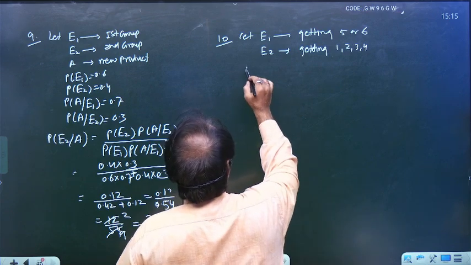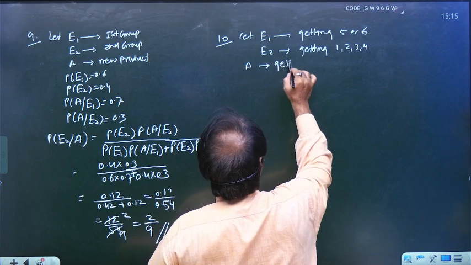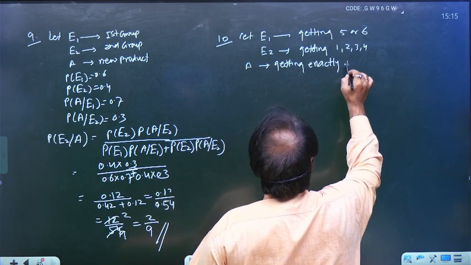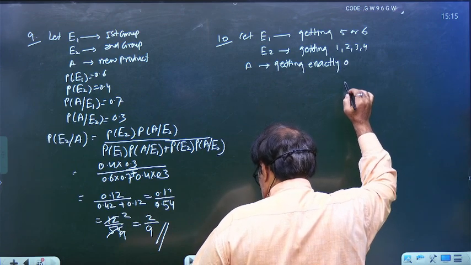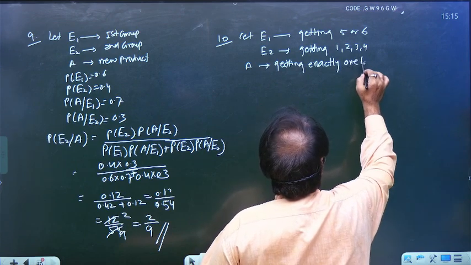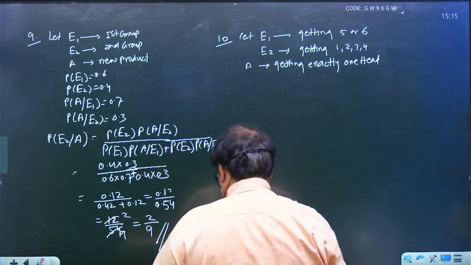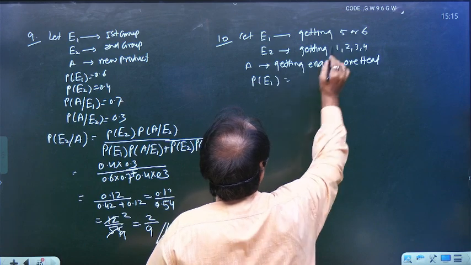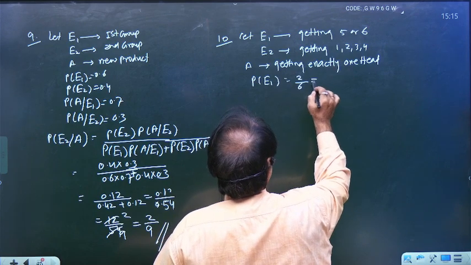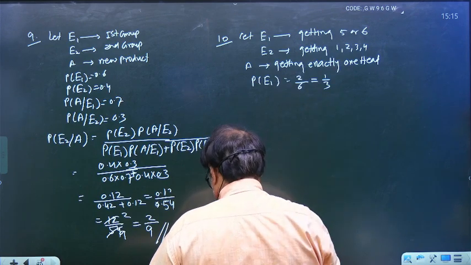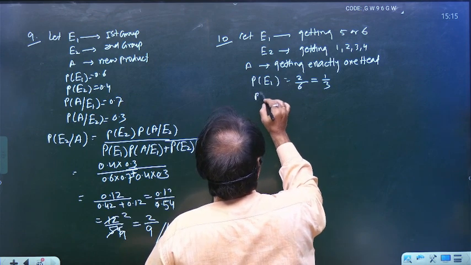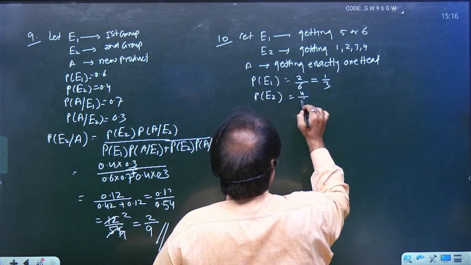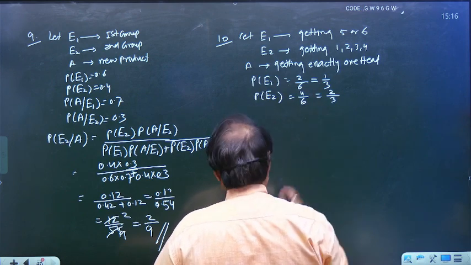And A is getting exactly one head. Exactly one head. So probability of E1, 5 or 6, means 2 by 6, that is equals to 1 by 3. And probability of E2, that is 4 by 6, that is equals to 2 by 3.